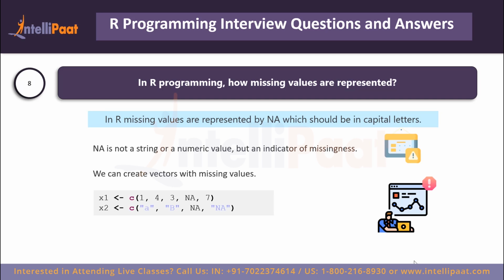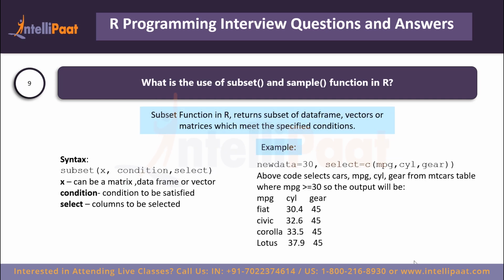Now let us move on to the next question. What is the use of subset and sample function in R? The subset function in R returns a subset of data frame, vectors or matrices which meet the specific conditions. And this is the syntax of the subset function, which includes x, condition and select, where x can be a matrix, data frame or vector. Then condition is the condition that you want to use, and then comes select, which denotes the columns that are to be selected.